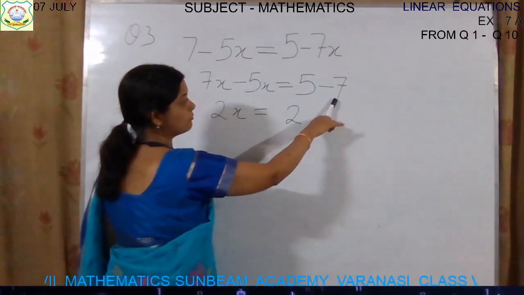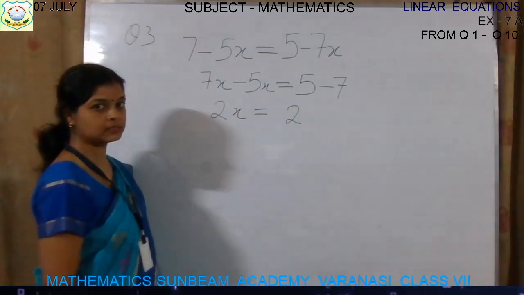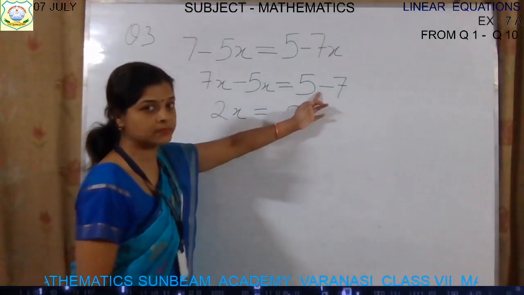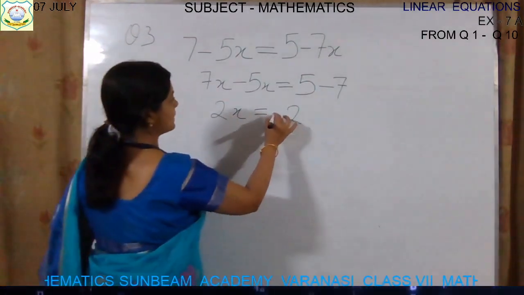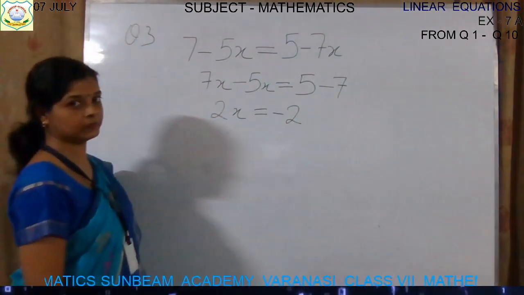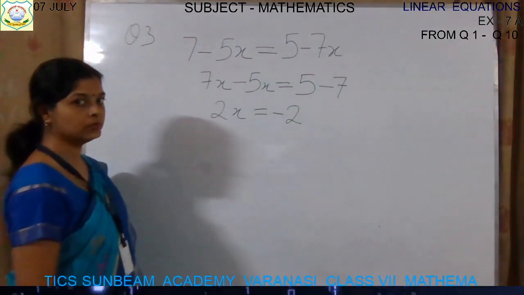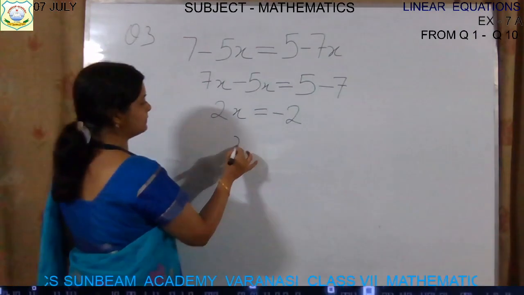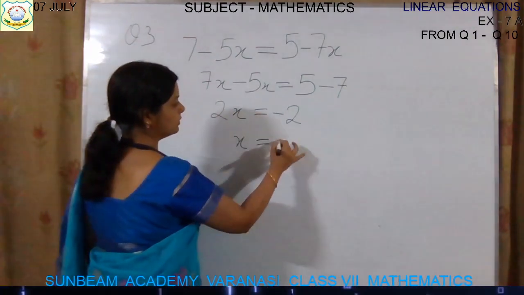But the sign of the bigger number. Which one is the bigger number? 7. And its sign is minus. So the sign of the bigger number will come. 2x is equal to minus 2. Now, next step.